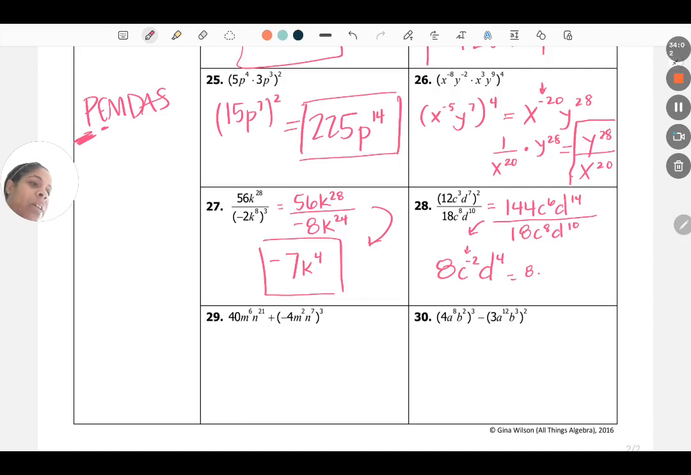8 times 1 over c to the 2nd power. Remember, the negative just tells us to rewrite it as a fraction, times d to the 4th. Multiply across. 8 times 1 times d to the 4th is 8d to the 4th over c to the 2nd.